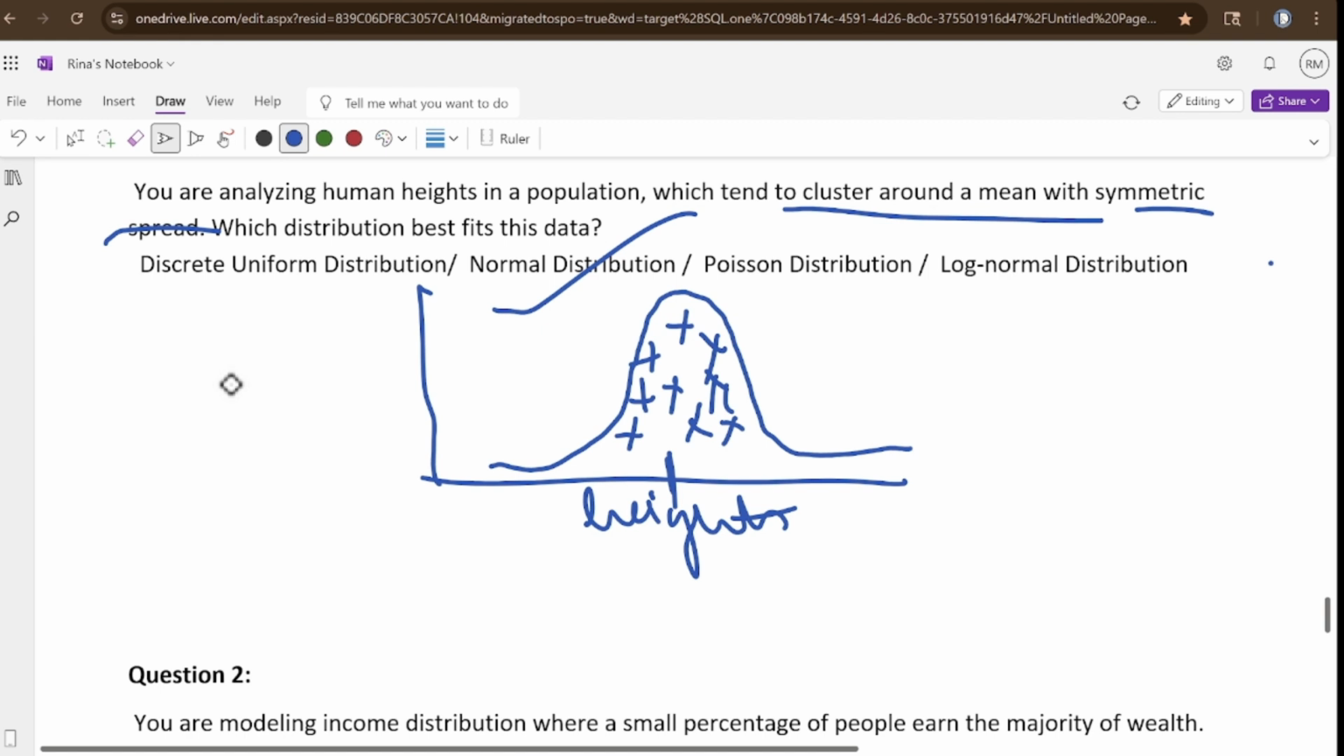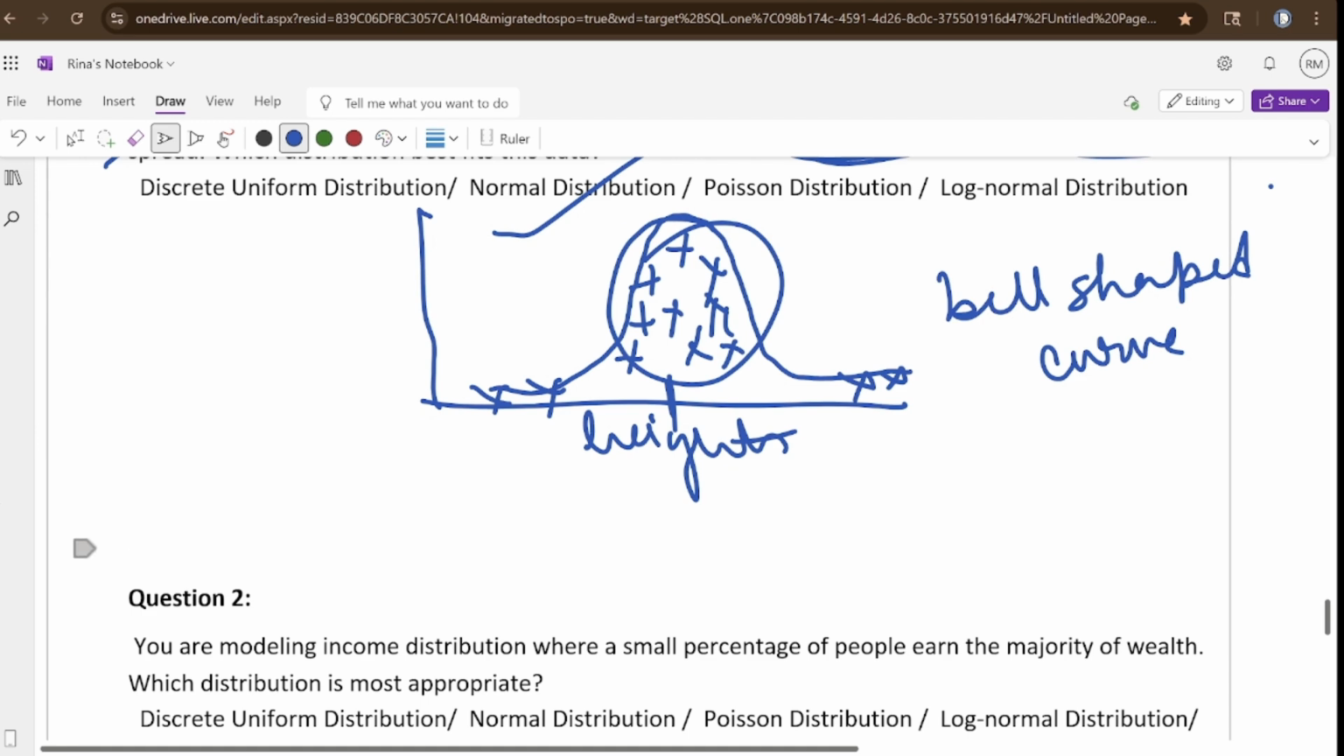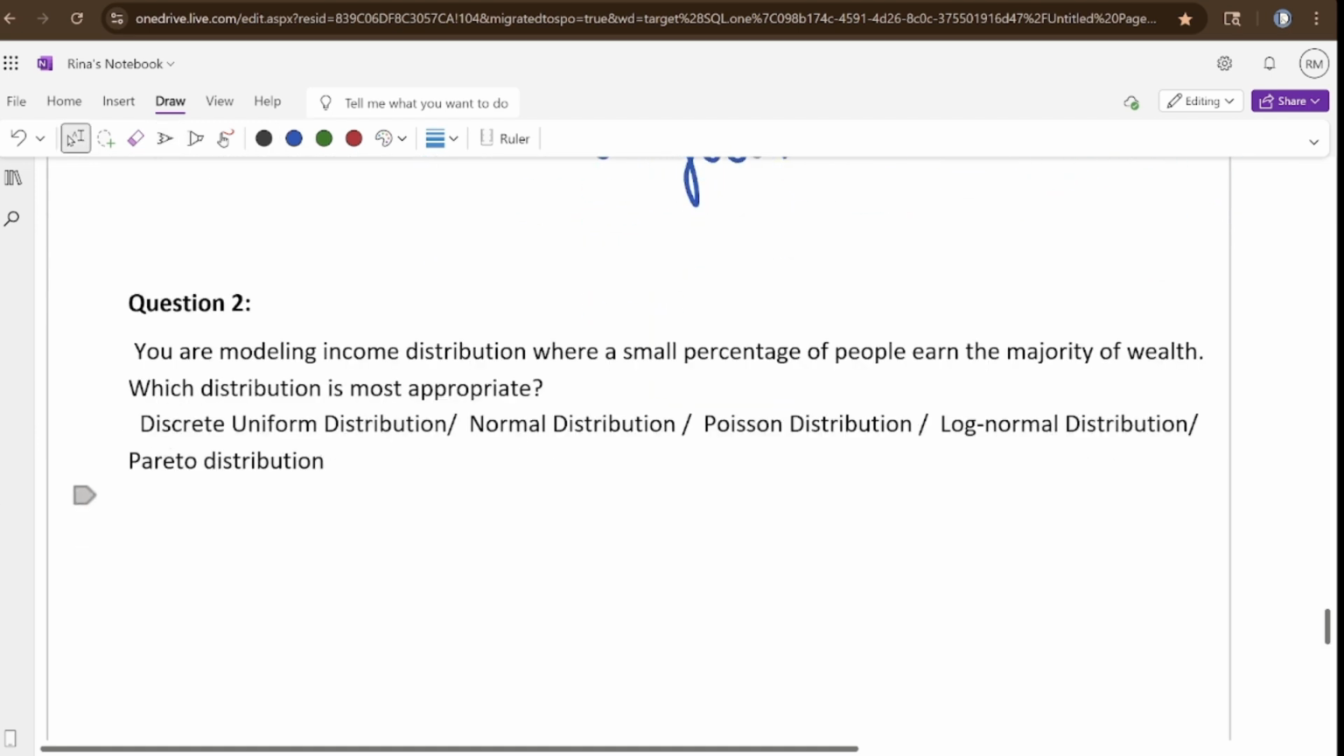Because a normal distribution naturally clusters around the mean. Most of the values are lying here and very few values lying on this side, and it is symmetric, so it is not skewed. So this is a normal distribution, right? It looks like a bell shaped curve. Once you know that your data is normally distributed, you have pretty much an idea about your data set, right? That's why we need to learn the distributions, right?